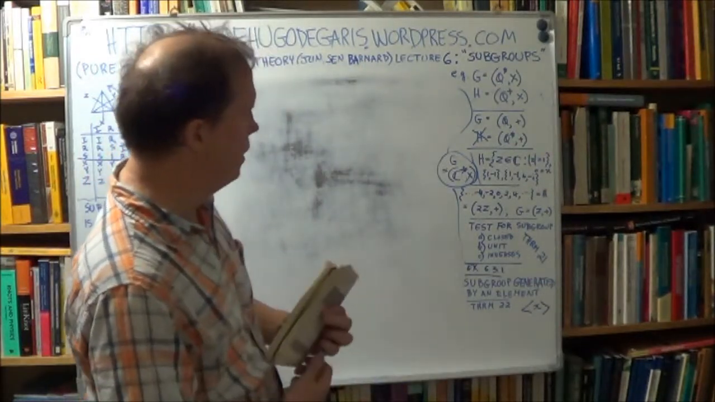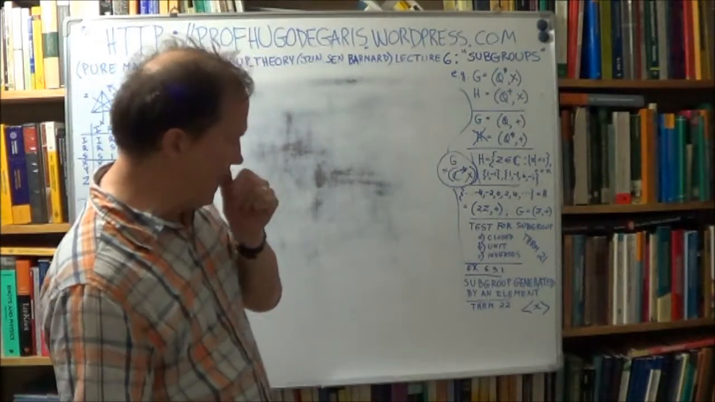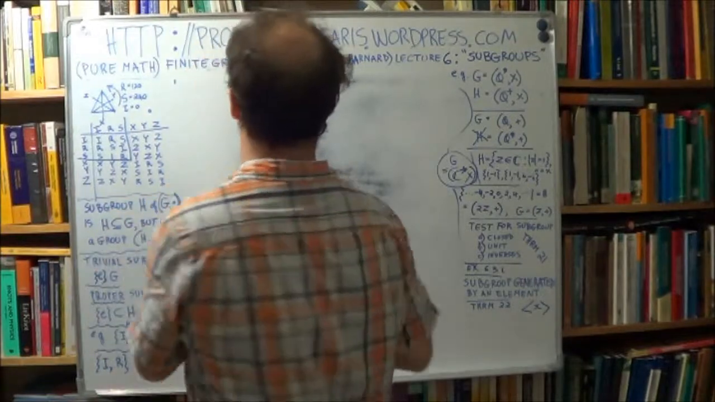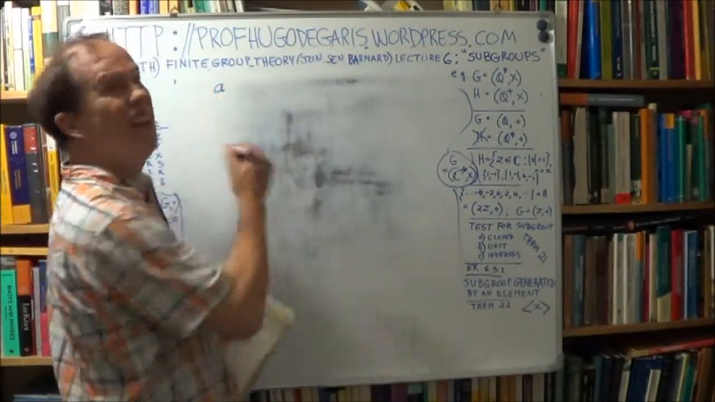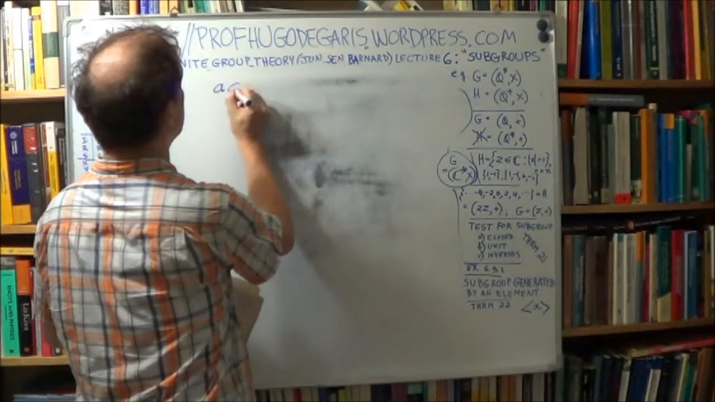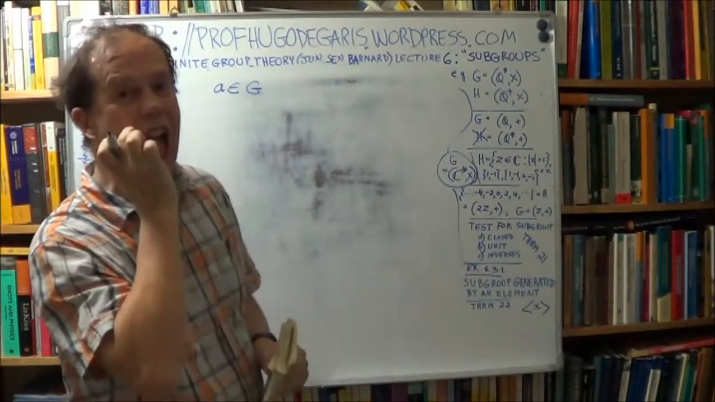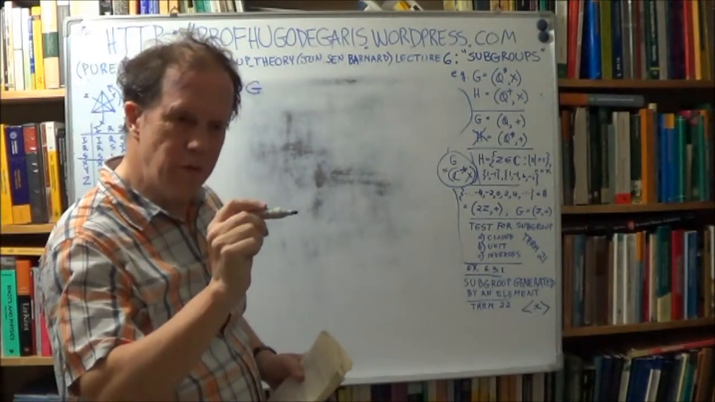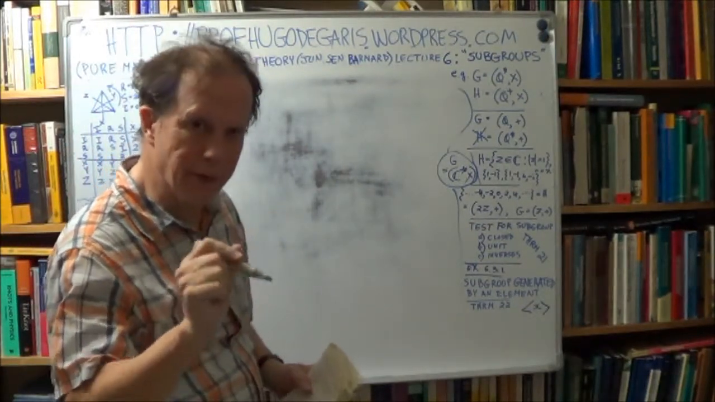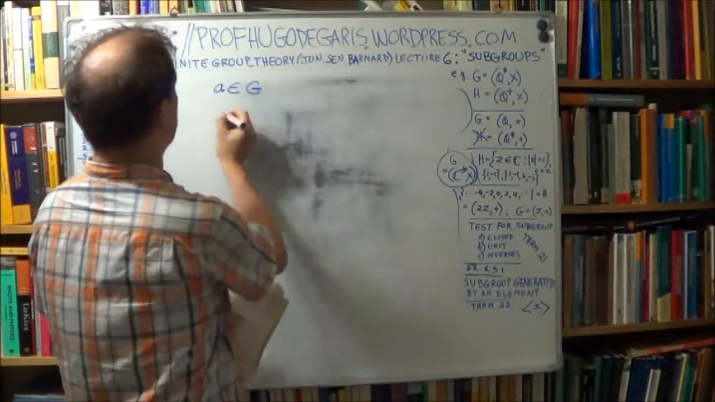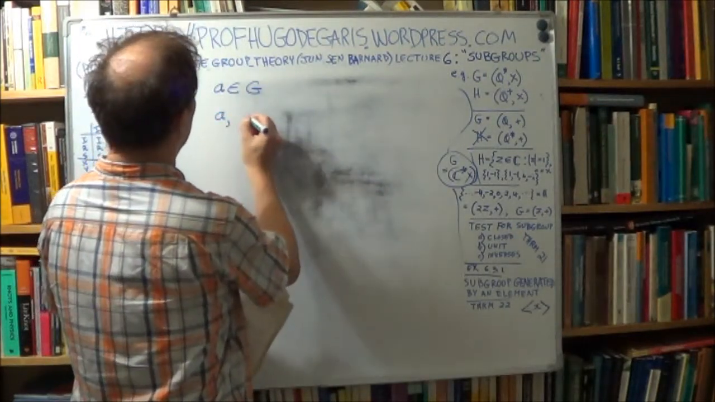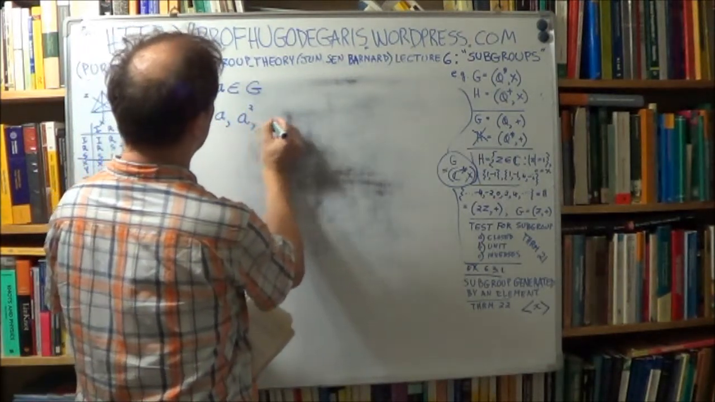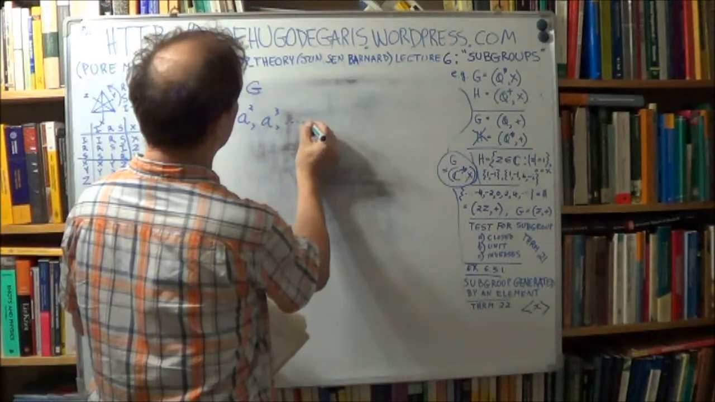Okay, so we're introducing a new concept now. You take a particular element of the group, well, any element of a group, so A belongs to G, and then you generate all the powers of that element. And what I mean by that is like A. In fact, we'll start with E, and then A squared, and A cubed, and so on.